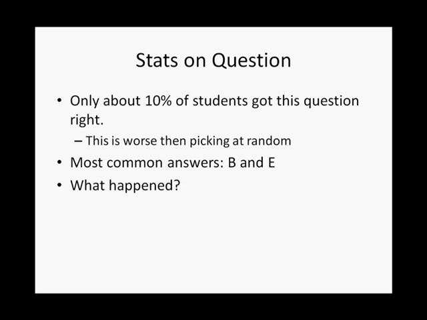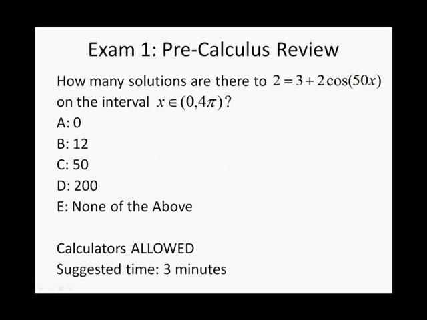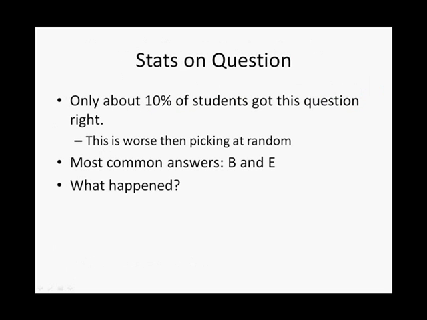So of course, the typical approach that students did was they tried to solve it in different ways, but it was very ineffective. Of my students who guessed on that question, I don't know if they guessed or if they thought they knew the answer, but only about 10% actually got the question right. If given a 5-choice multiple choice problem, that's worse than pretty much picking at random. You would hope at least 20% of the class gets it right. The most common answers were B and E. Quickly going back over here, B is 12 solutions and choice E is none of the above. So what happened? Why did they choose these answers instead of the correct answer?